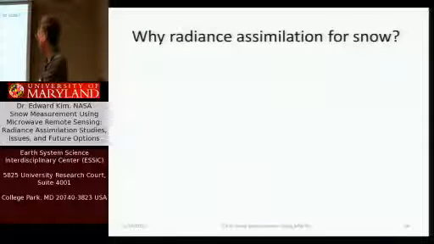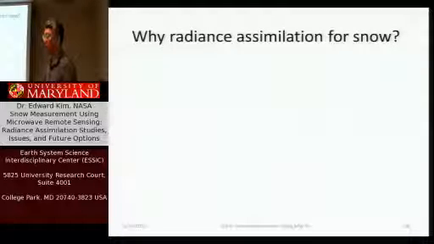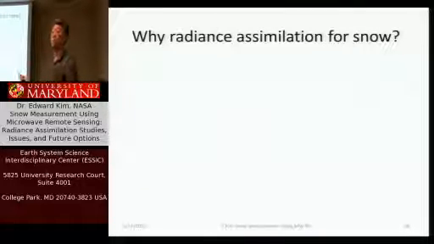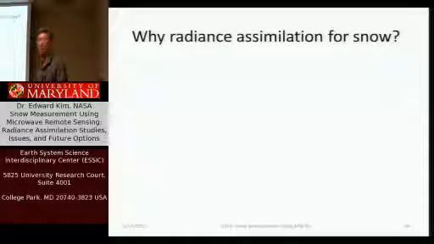So why would you even want to try radiance assimilation for snow? Well, I don't know why other people would want to do it. I got interested in it because in my other life working with atmospheric sounders, I talked to a lot of my NOAA NWP colleagues, and I found out that several years ago the NWP community switched to radiance assimilation, and they got this quantum improvement in their forecast skill. And so I thought, oh, well, I wonder if we could do that with snow.